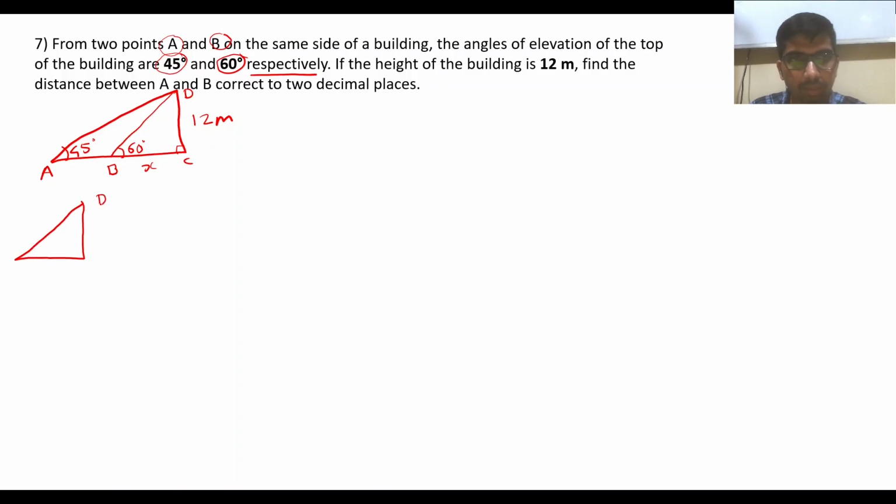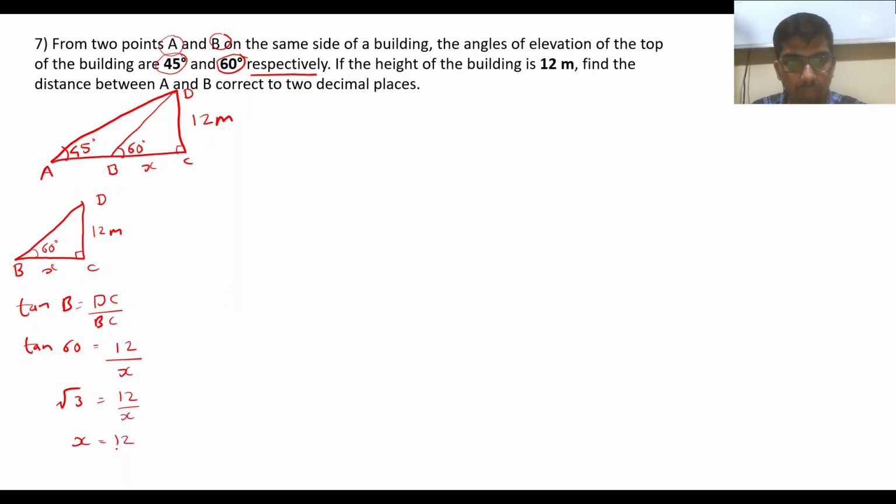So we'll take triangle DCB लेके बराबर. This is 12 meters. ये है X and this angle is how much? 60 degree. Correct है. Now we'll apply tan B formula. Tan B is what? Opposite upon adjacent is DC upon BC. So tan 60. DC is how much? 12 meters है. BC को let it be X. Tan 60 is root 3 is 12 upon X. Now look over here. X will be what? 12 by root 3.